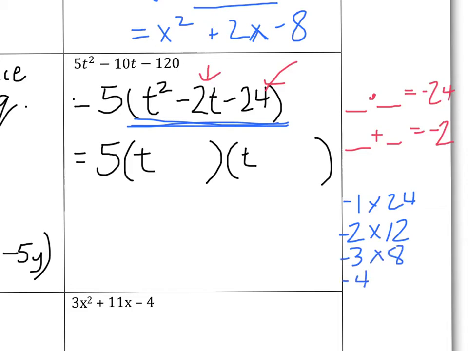Hey, wait a minute. Negative 4 times 6. Now, 4 times 6 gives us 24, so negative 4 times positive 6 gives us negative 24. But if I add those together, I actually get positive 2. Now this tells me that I'm on the right track. So in fact, if I took negative 6 times positive 4, I would get negative 24, but if I add negative 6 plus positive 4, I get negative 2.